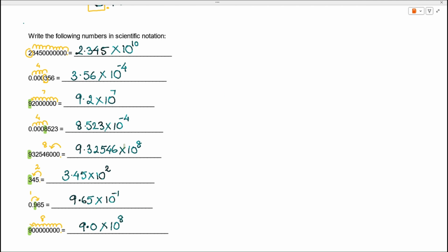Just a recap to keep in mind: when the decimal moves onto the left, the exponent is positive, and when the decimal is moved to the right, the exponent is negative. Hope you understood and enjoyed the video.